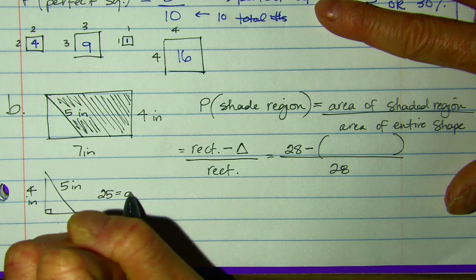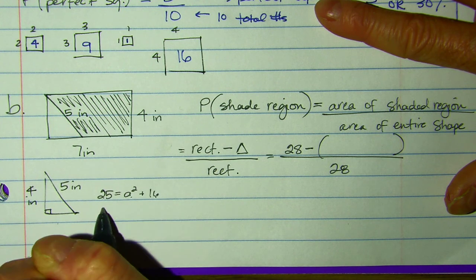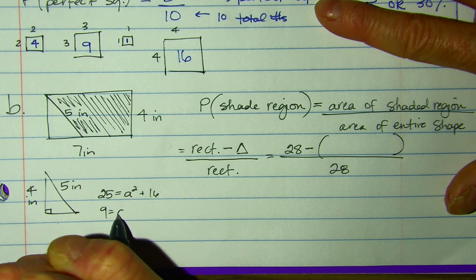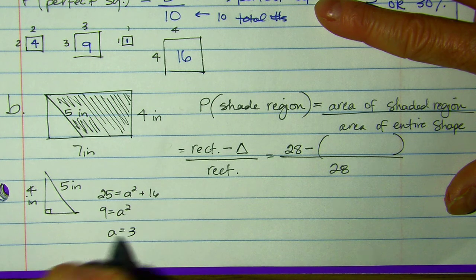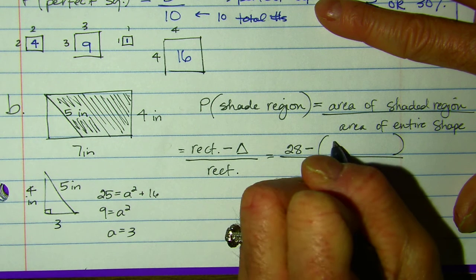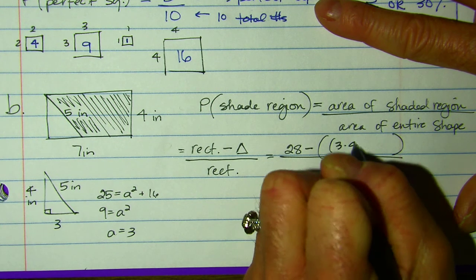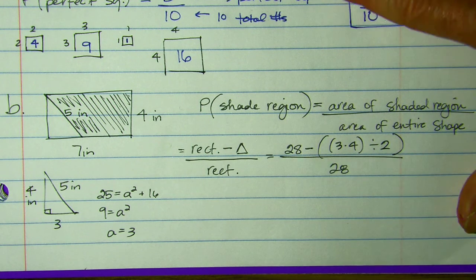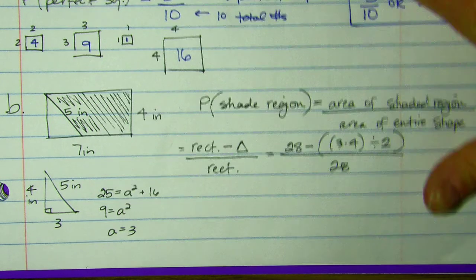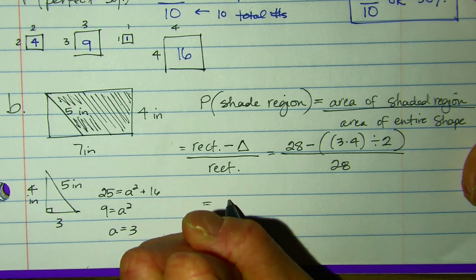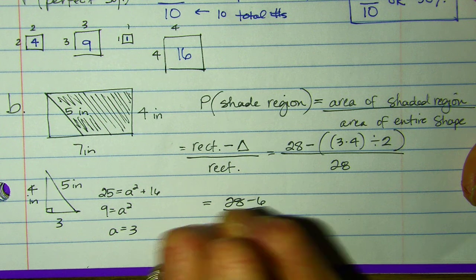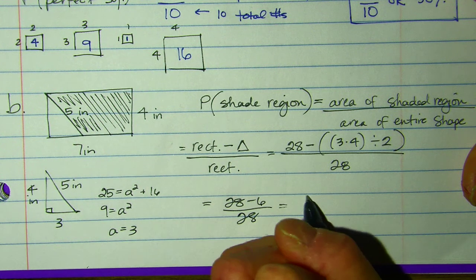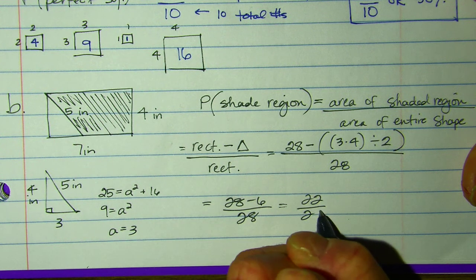25 equals a squared plus 16. So if I subtract 16, I get a is 3. So the area of my triangle would be 3 times 4 divided by 2. Right? Base times height divided by 2. So that gives me 28 minus 6 over 28, which is 22 over 28.